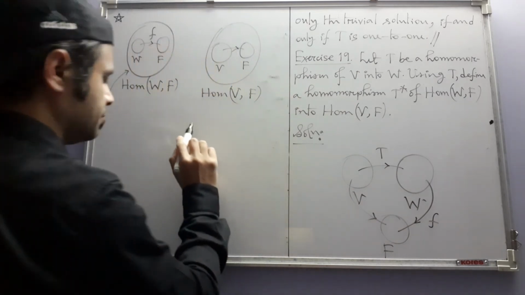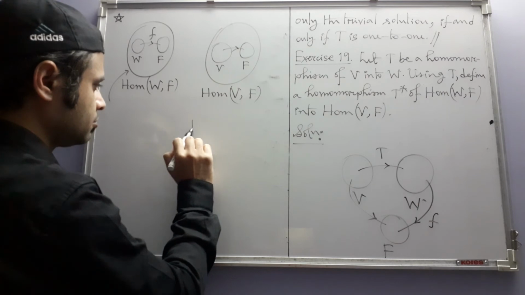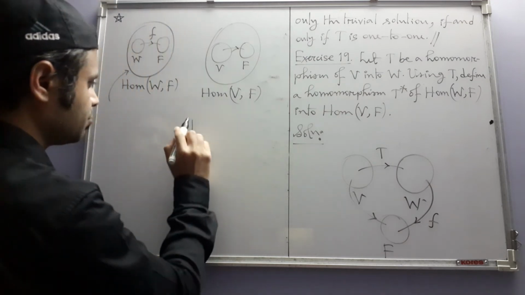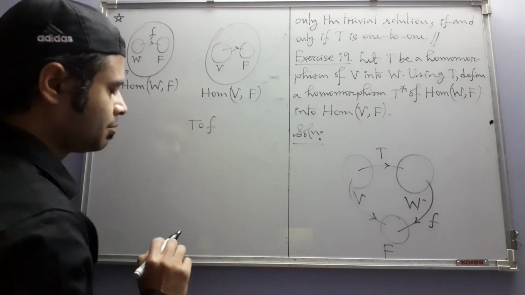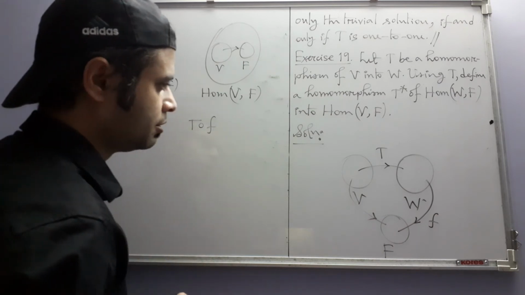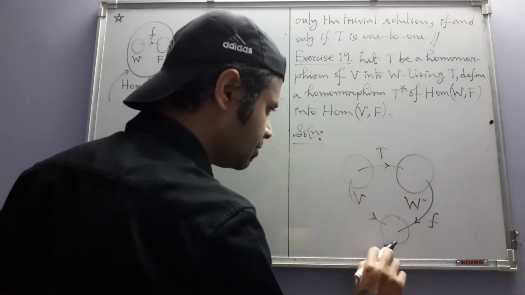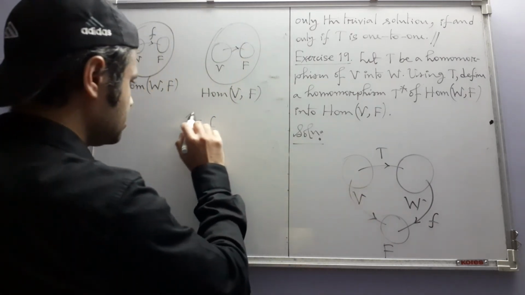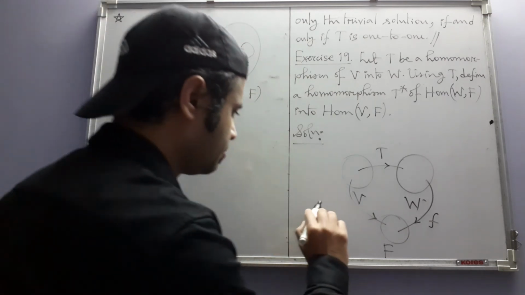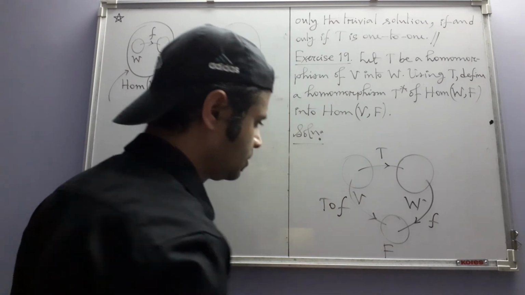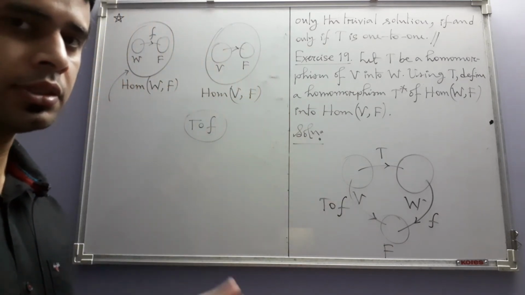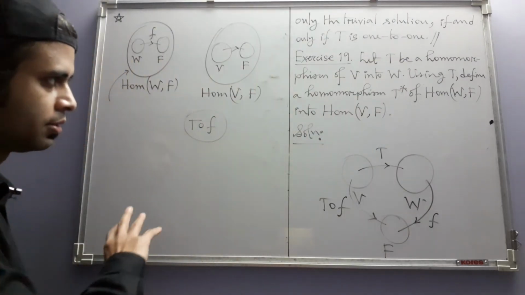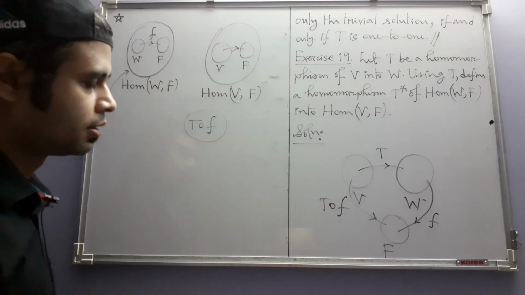which is it going to be T composition f or f composition T? T composition f, because we are consistently writing mappings to the right of the argument. So the order in which they appear, that's how their composition should be written. So this is a mapping from V into F. So this is our clue. So let us now use this clue to set up the map T star.